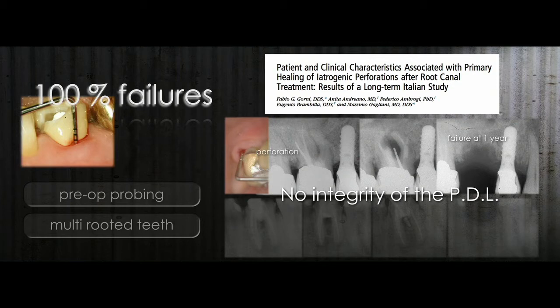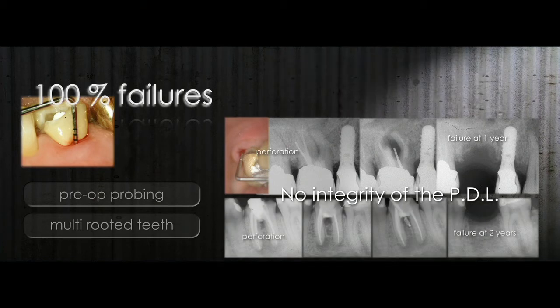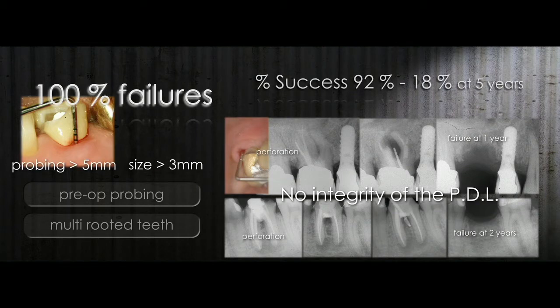100% of the failures in our research are located in multi-rooted teeth, where we had a pre-op probing. So that's why this is another important aspect that we have to realize, because when we face a perforation located in molars and we have a deep pre-op probing, we don't have integrity of the periodontal ligament. When we don't have any integrity of the periodontal ligament, our success rate decreases a lot, especially when the probing is greater than 5 millimeters and the size of the lesion is more than 3 millimeters.